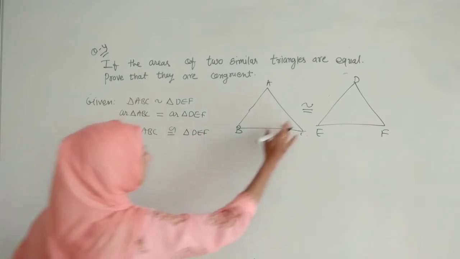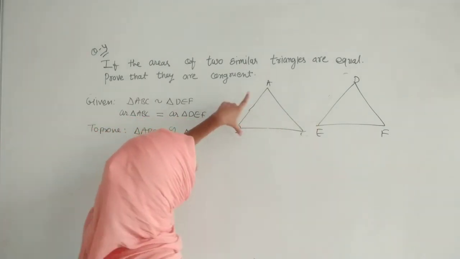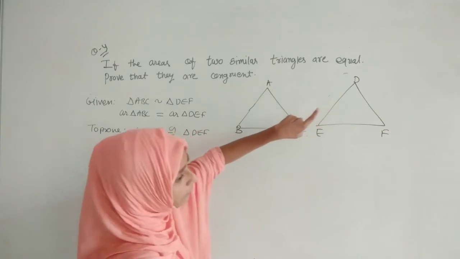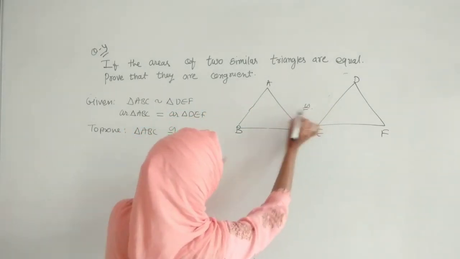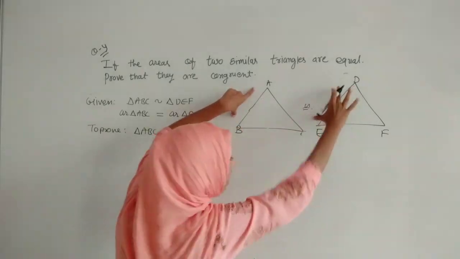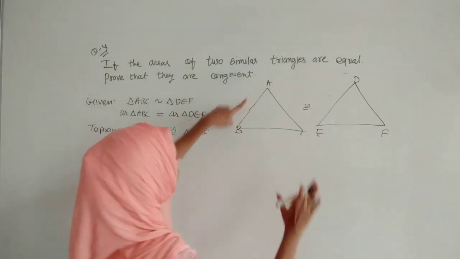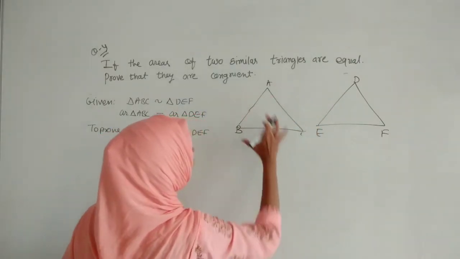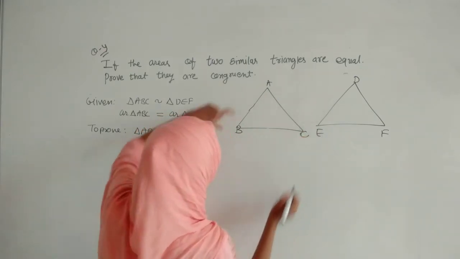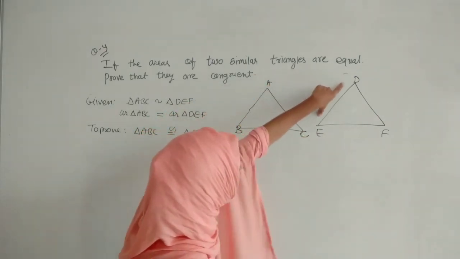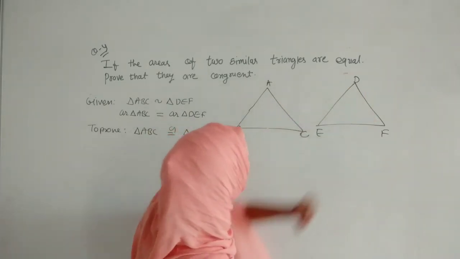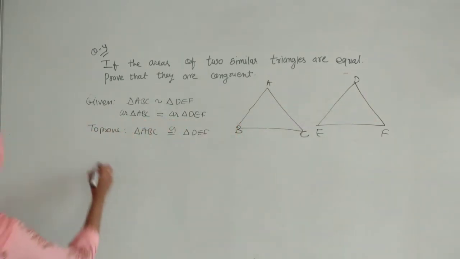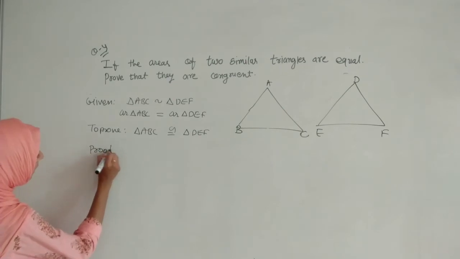Why were we talking about sides? Because angles of similar triangles are always the same, but the sides ratio is the same. But in congruency, angles are the same as well as sides are exactly the same, not ratio. So here we will prove all the sides the same. Means we have to prove AB equals DE, BC equals EF and AC equals DF. Let us begin our proof.